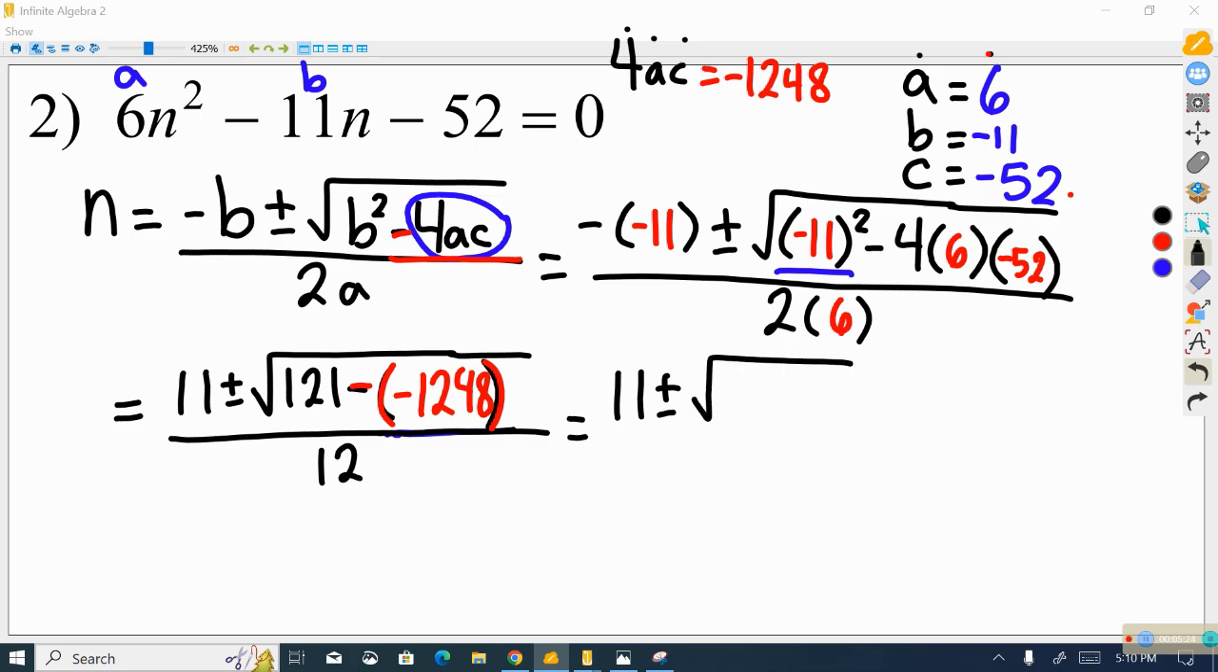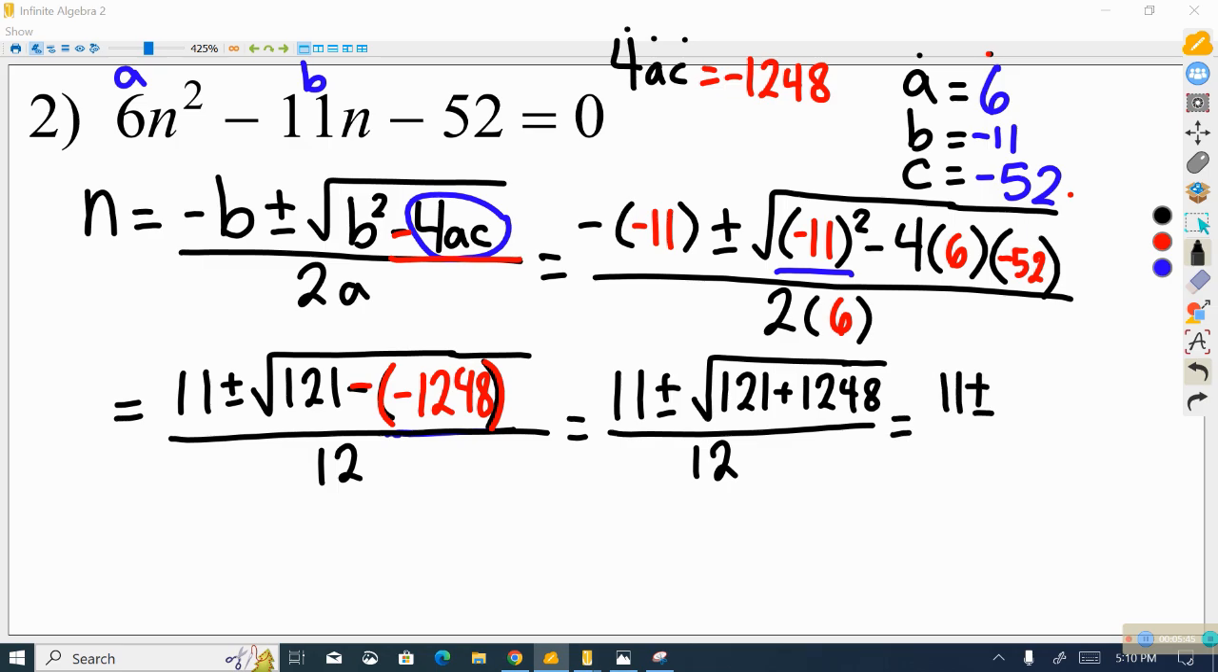So the very next thing that we do is we combine those two numbers, right? We have minus a negative, right? And minus a negative means to add. So we would have 121 plus 1248, and that's underneath the square root. And then we divide all of this by 12.